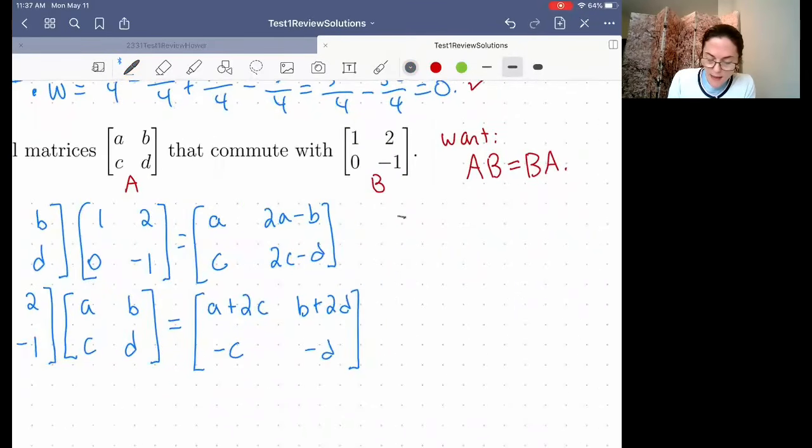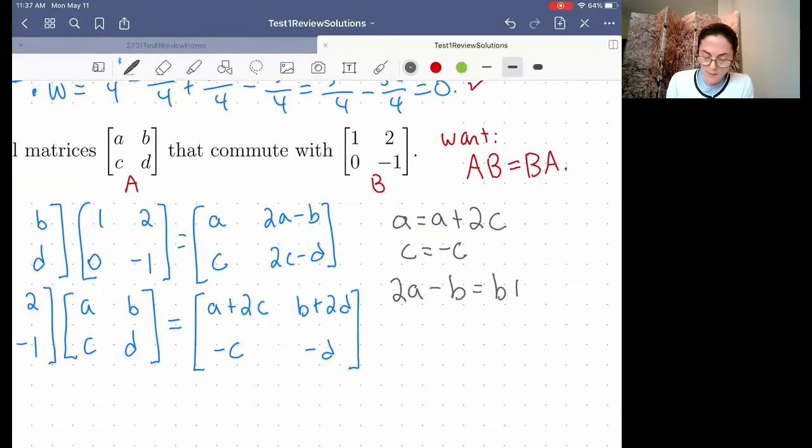We get that A equals A plus 2C. We get that C is negative C. We get that 2A minus B is B plus 2D. And we get that 2C minus D is minus D. Right? Okay. Now, immediately, we can conclude, well, three of the equations are saying the exact same thing.